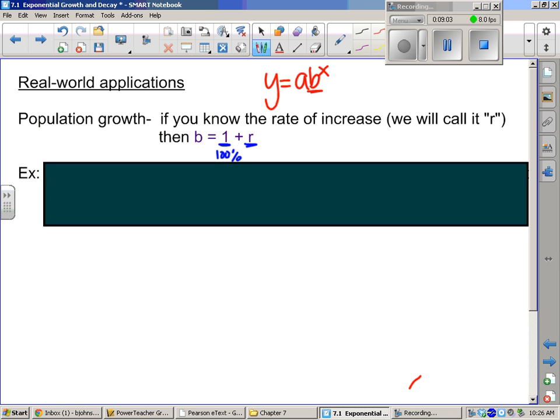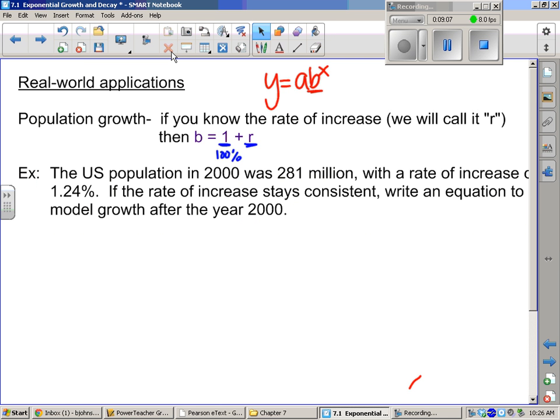All right. For your B value. So here's the situation. The U.S. population in the year 2000 was 281 million, and the rate of increase was 1.24%. So even though that's a decimal already, that's still a percentage. So you've got to move your decimal 2 spots. So it's going to be 0.0124.